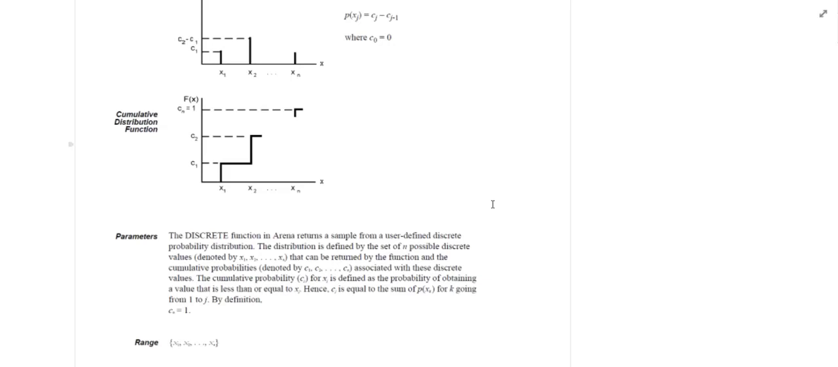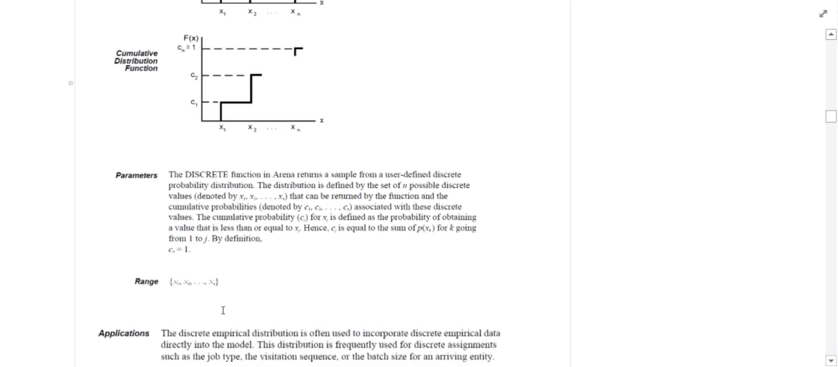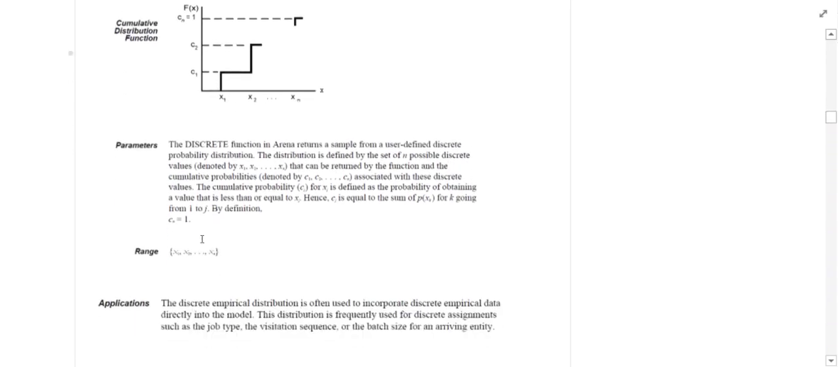So again, looking at it from a cumulative standpoint, I think the graphs up here illustrate that pretty well. Hence c sub j is equal to the sum of p sub xk for k going from 1 to j by definition. And the cumulative probability for c sub n would be 1. Okay, so 0 to 1 would be the range there. So again, the discrete empirical distribution is often used to incorporate discrete empirical data directly into the model. So this is a good method, as I mentioned earlier, to take data that I've got.